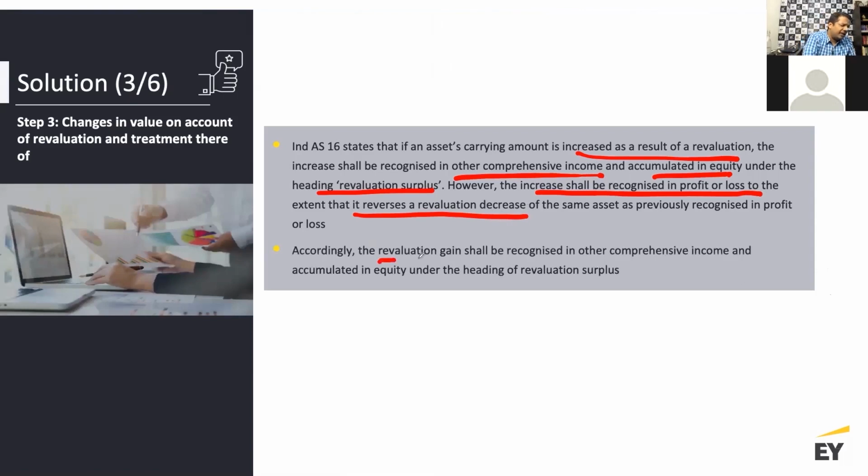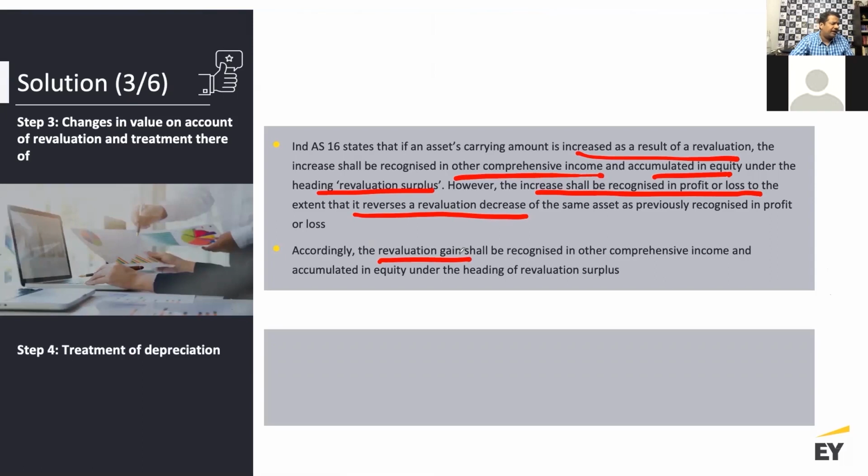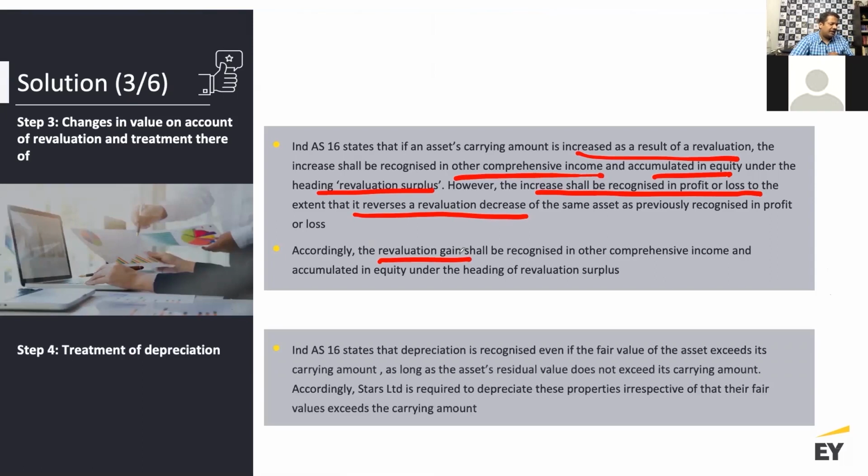Accordingly, the revaluation gain we had in both the assets, if I do the revaluation model, will go to other comprehensive income under the heading of revaluation surplus. And then depreciation, it is mandatory for me to record the depreciation. Even if my fair value is higher than my carrying value, I am still required to record the depreciation. Accordingly, Star Limited is required to depreciate these properties. All 3 properties are required to be depreciated, okay? Unless it is land. Land is the only asset class which is not required to be depreciated. As I said, every other asset class we are required to depreciate.